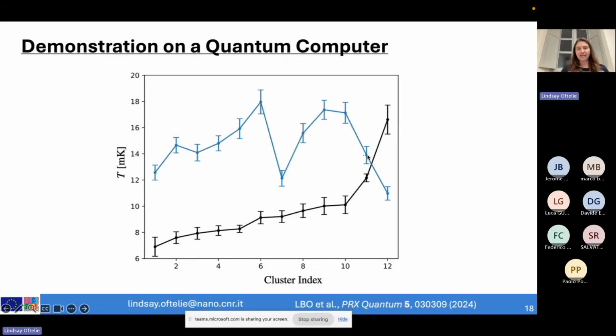And you can see that in 11 out of the 12 clusters, unfortunately, the circuit heated up my system. This is just because noise on current quantum computers is still very, very high. They do not perform very well, unfortunately. However, on the last cluster, I did actually succeed in cooling the qubit. The final temperature was lower than the initial temperature.